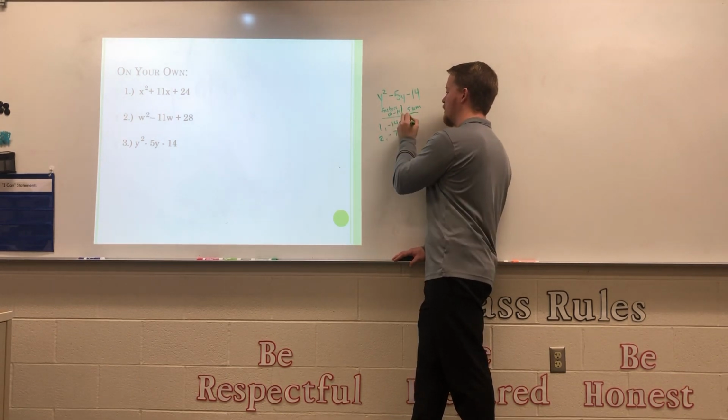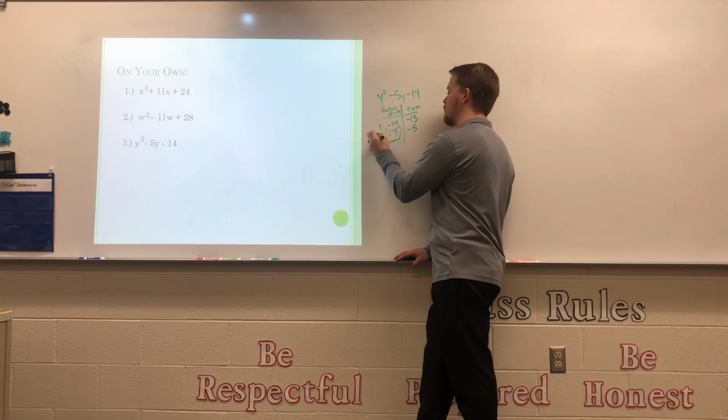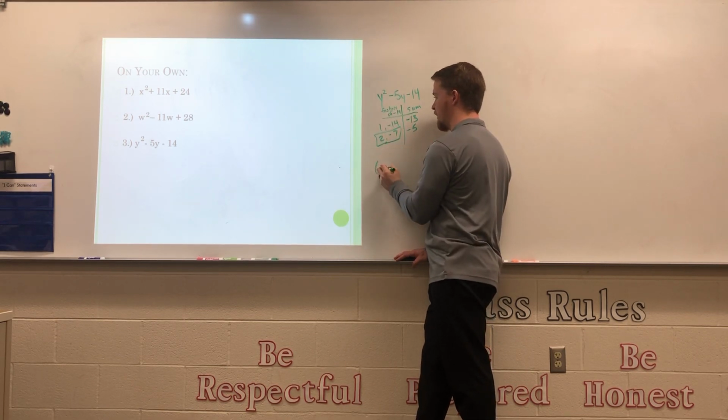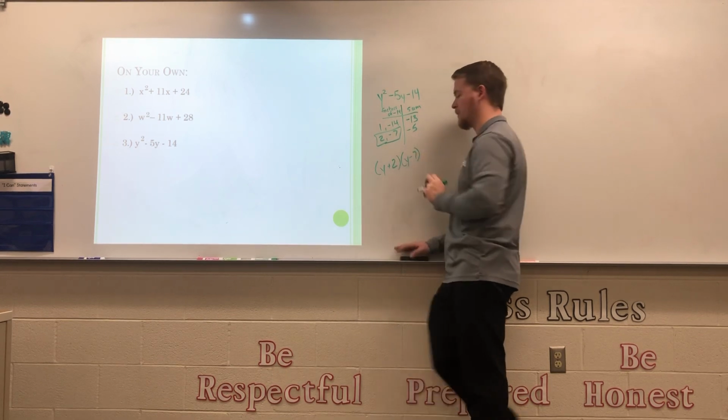So then we add them together. 1 and negative 14 is negative 13, 2 and negative 7 is negative 5, and that matches my middle term, so there is your factors. So final answer, y plus 2, y minus 7.